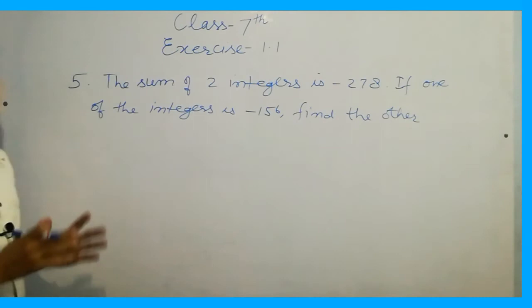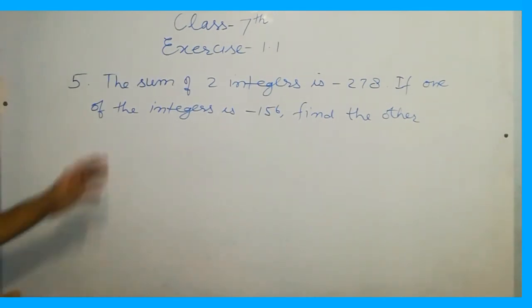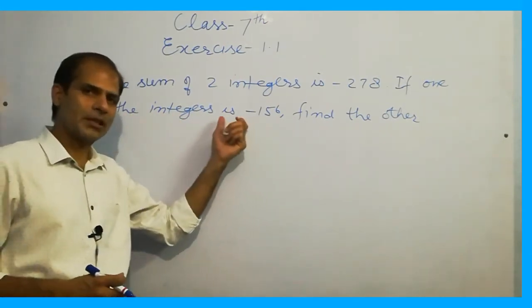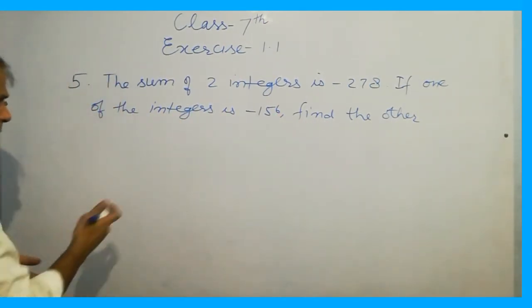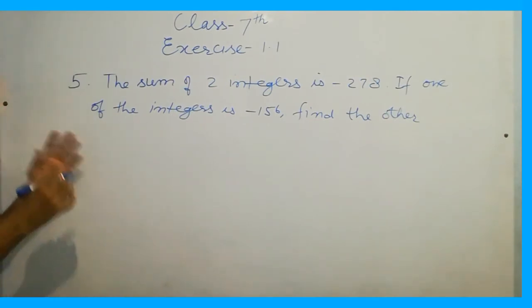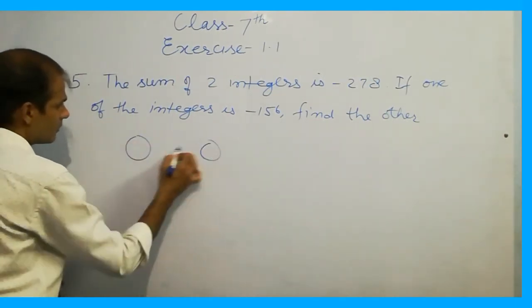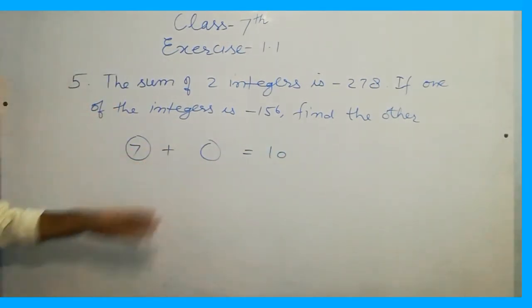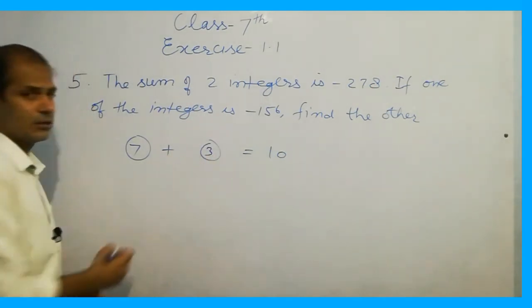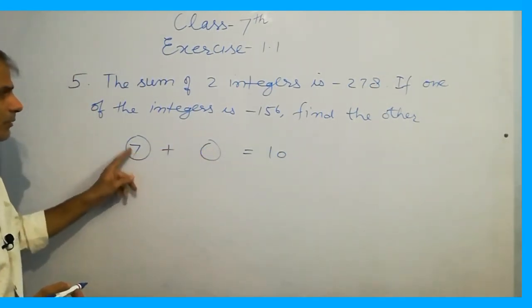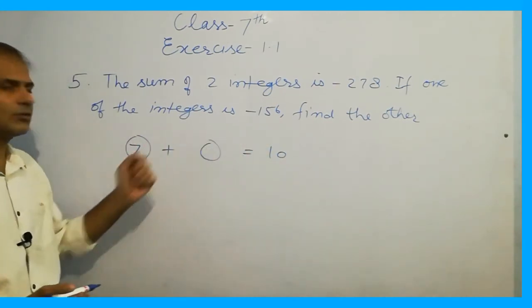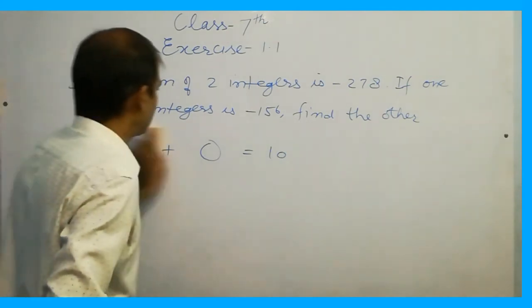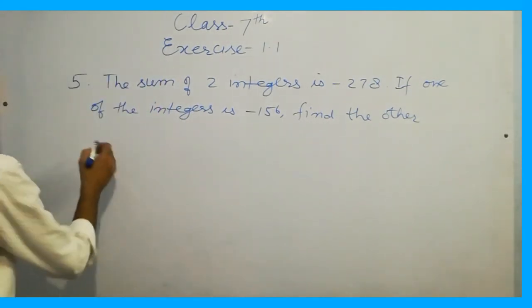Now this question is a little different. The total of two integers is -278. We know one integer, and we have to find the other. Simply, if I say, I am giving an example: the sum of two values is 10 and one of them is 7. What is the other value? Obviously you know it is 3, because you will subtract the given number from the sum. 10 minus 7, the second number will be 3. So you can obtain it very easily.